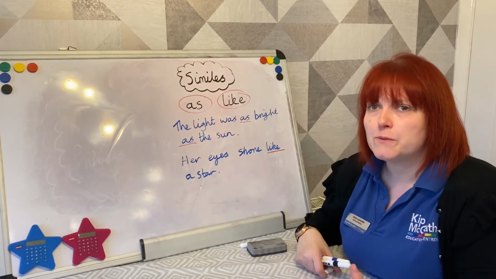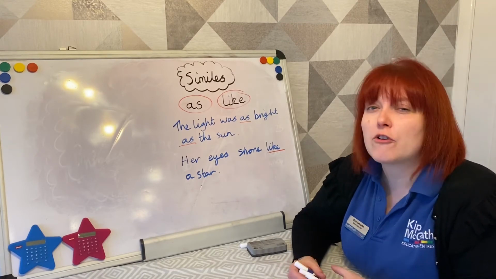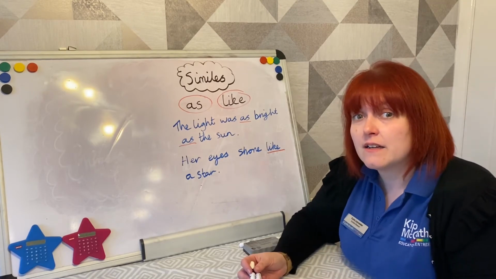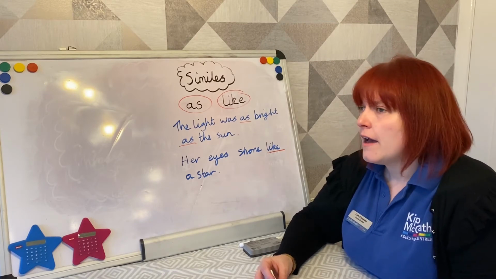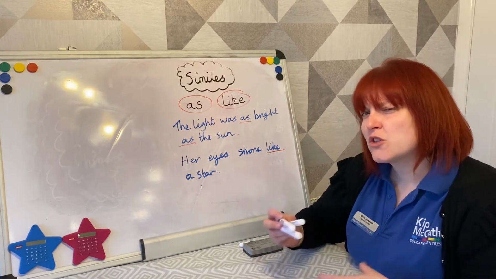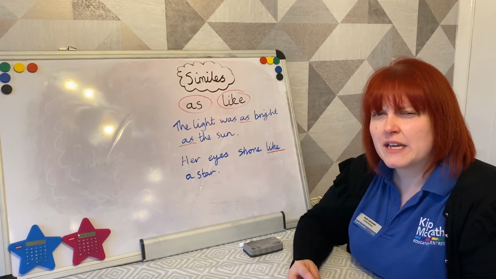So for example, we quite often set tasks of doing a descriptive paragraph. And so you would say, okay, I want you to describe a tiger. So his fur is as bright as an orange. His stripes are as black as night. Okay, so those sort of things would be similes. And that's the sort of thing we can get them to do.